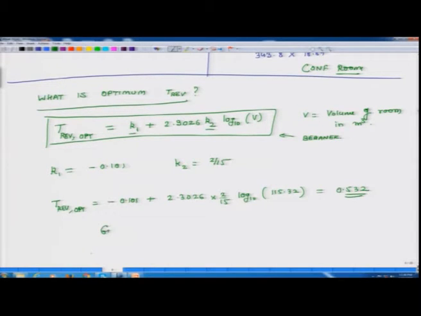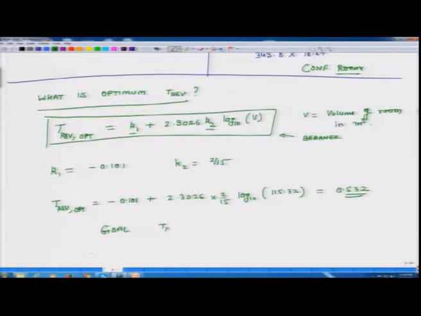So, our goal, a good conference room where 6-7 people can sit and have intelligent conversation, the reverberation time should be 0.532 seconds.